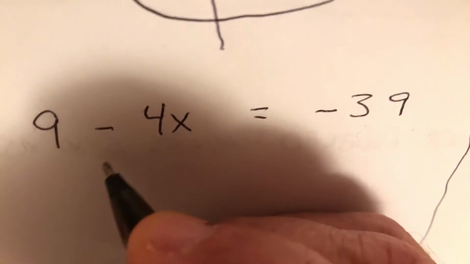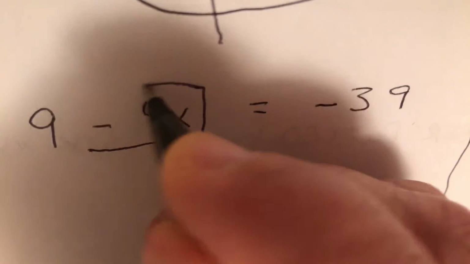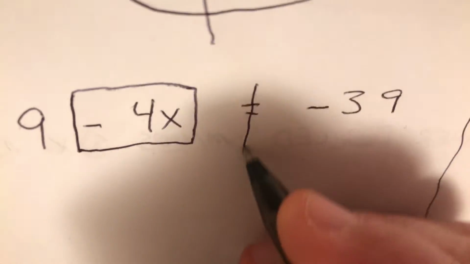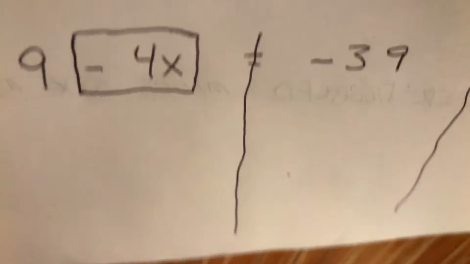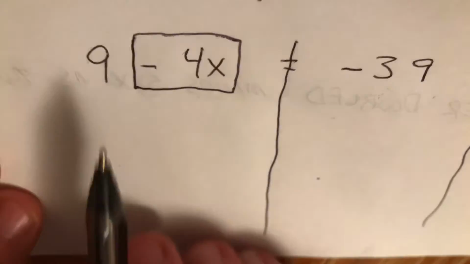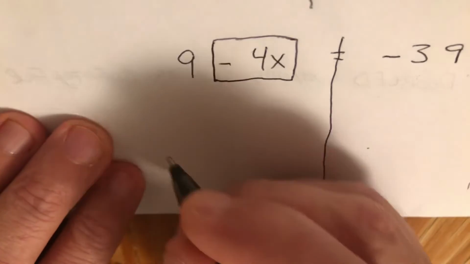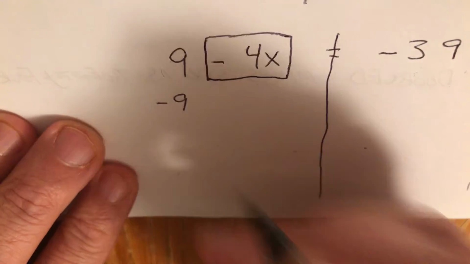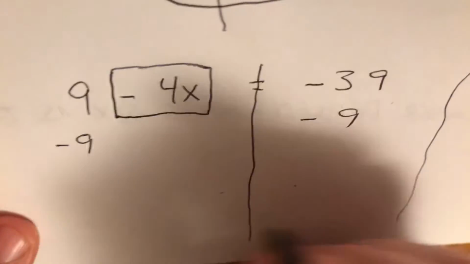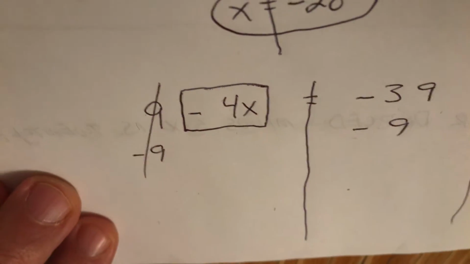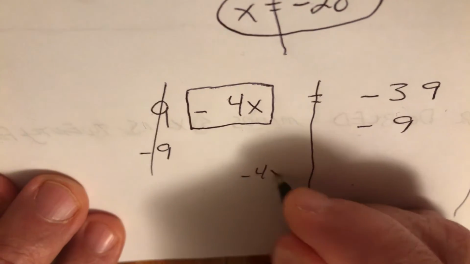frame our negative 4x. Okay, sometimes students will just frame the 4x, but you got to frame the negative 4x. You would on the right-hand side on that one that I changed the order. Now, to get rid of this 9, don't add 9. You got to subtract 9. So we take 9 minus 9, negative 39 minus 9. 9 minus 9 is 0. We float our negative 4x down the river.